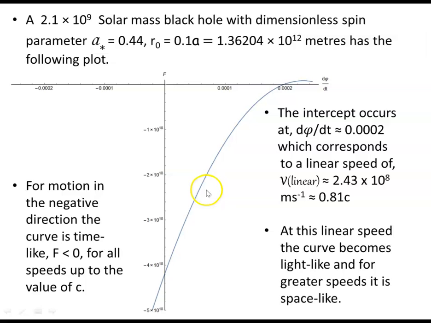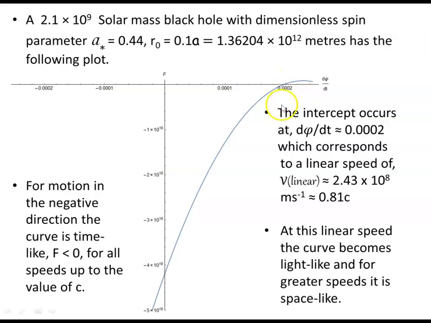When we plot that, here's our time-like curve, about 1/10 of the value of A from the ring singularity itself, inside. Now, the intercept occurs here at d phi dt approximately 0.002. I think it was slightly less than that, but approximately that's what it is. For discussion purposes, that's okay. That corresponds to a linear speed of about 0.81 c. At this linear speed, at the intercept, the curve becomes light-like, and for greater speeds, space-like, so no particle can travel on it.